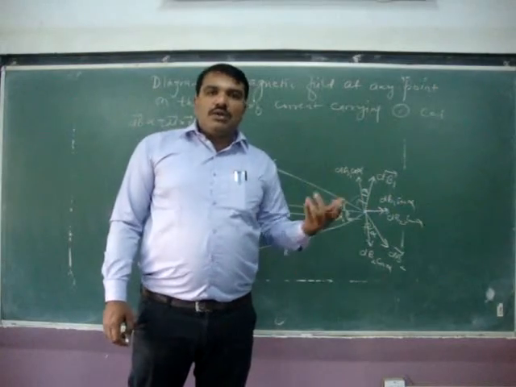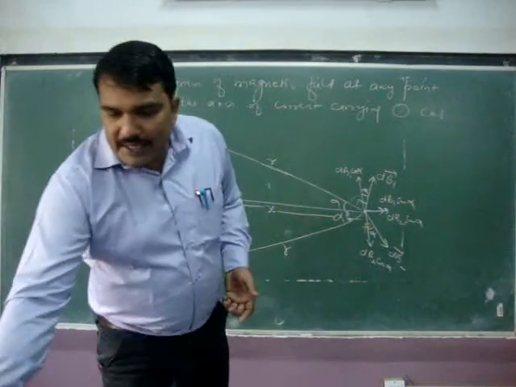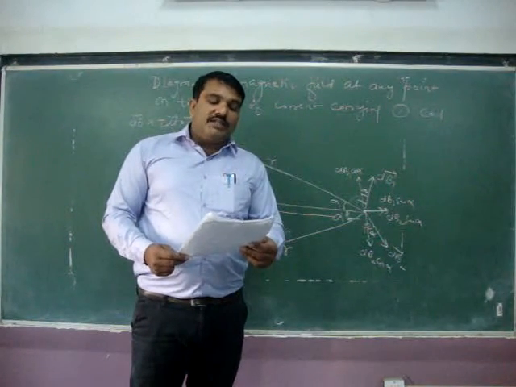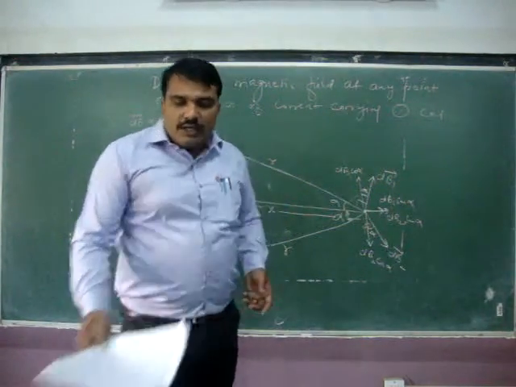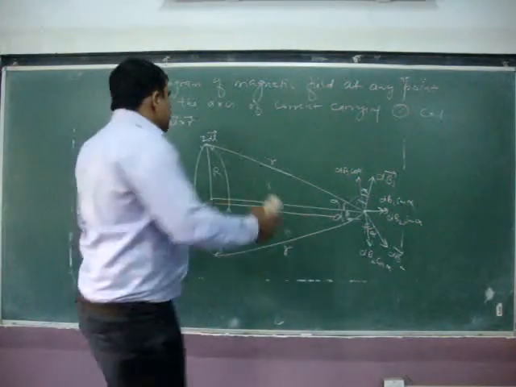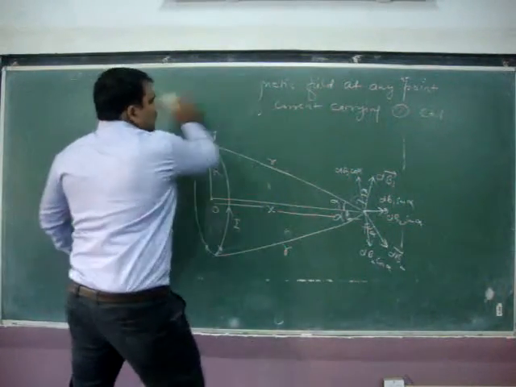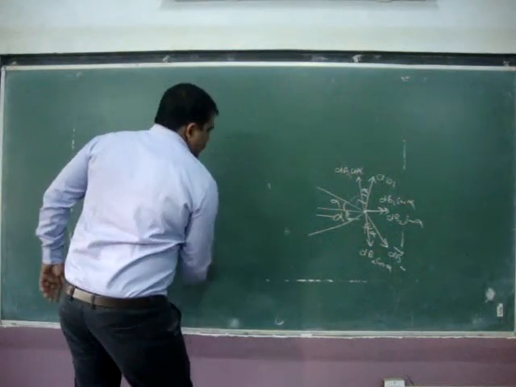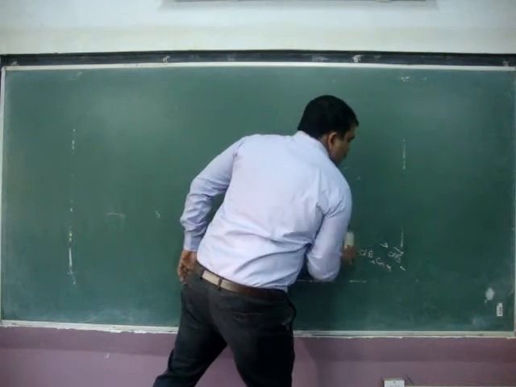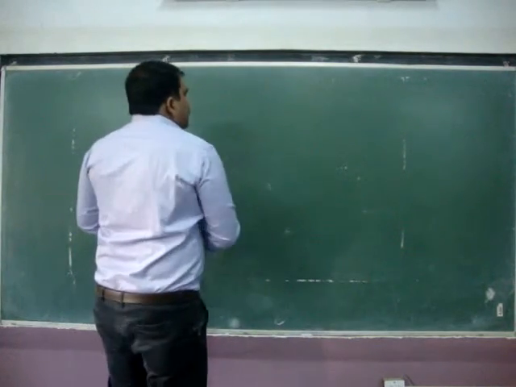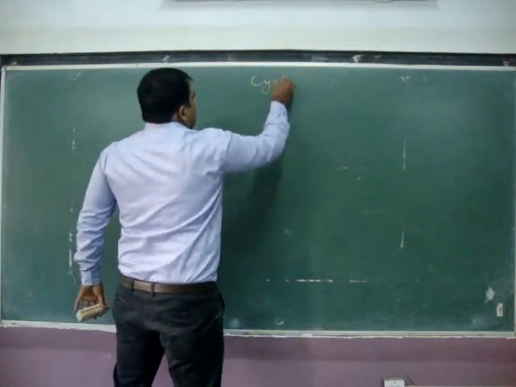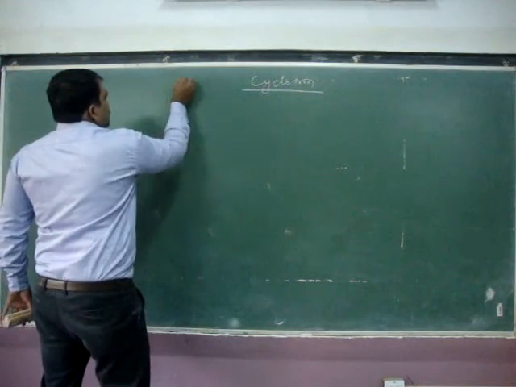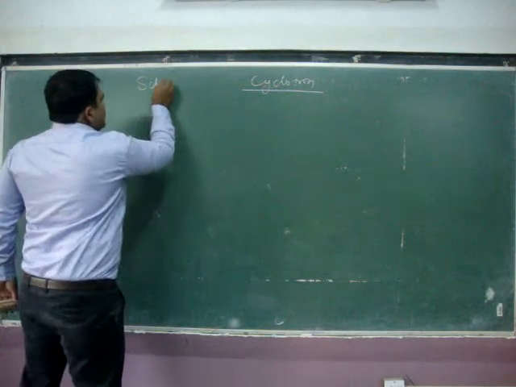Okay, so let us draw another diagram. The next important diagram from this unit is the diagram of cyclotron. Okay, so you know what is cyclotron. So let us start to draw the diagram of cyclotron. Cyclotron is a device which is used to accelerate positively charged particles. So for this we will draw a schematic diagram.